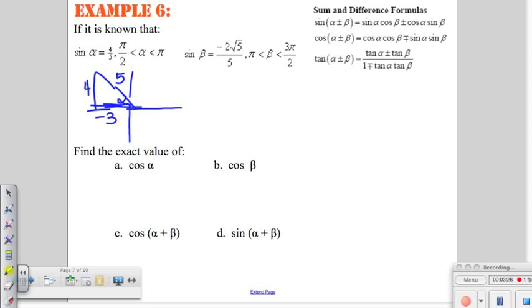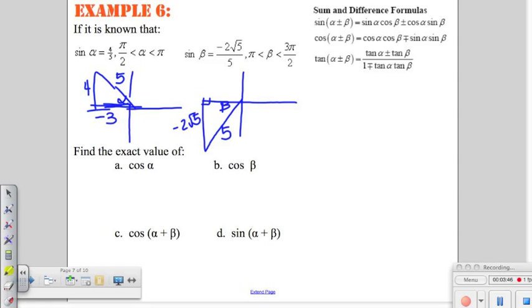Let's do the same for the beta triangle. The beta triangle is between pi over 2 and 3 pi over 2, so it's down here in quadrant 3. And again, we're given sine, opposite negative 2 root 5 over hypotenuse 5.